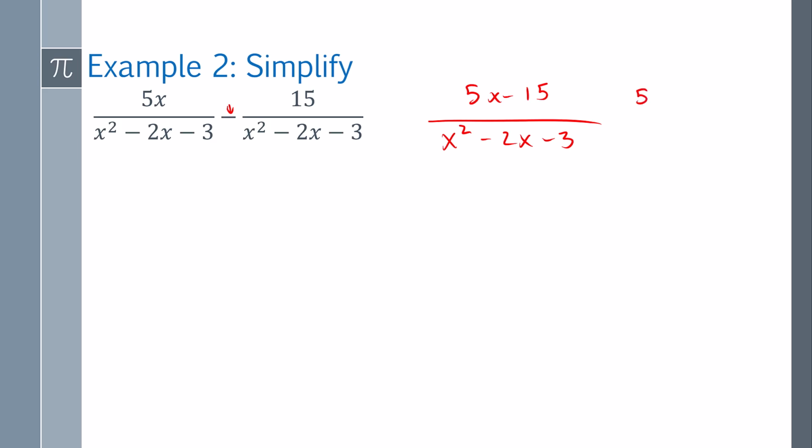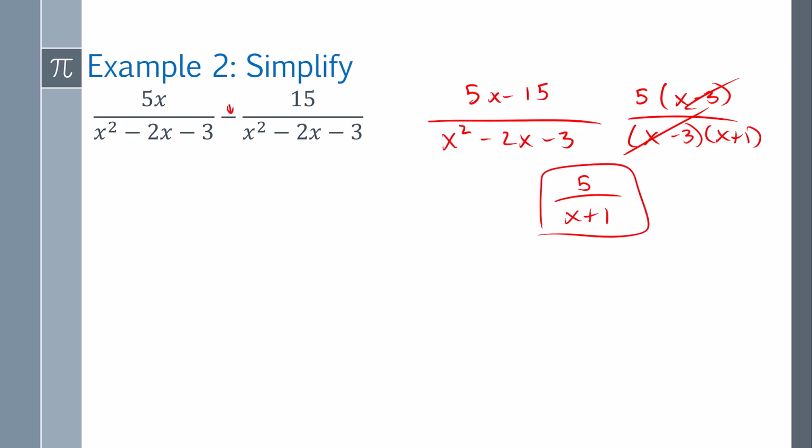Okay, so if I factor the top, there's a 5 in common. On the bottom, I get a times c is negative 3, add to negative 2, so that's going to be (x minus 3) and (x plus 1). The x minus 3's cancel out, so you're going to get 5 over x plus 1. The only way I knew is because I factored it.